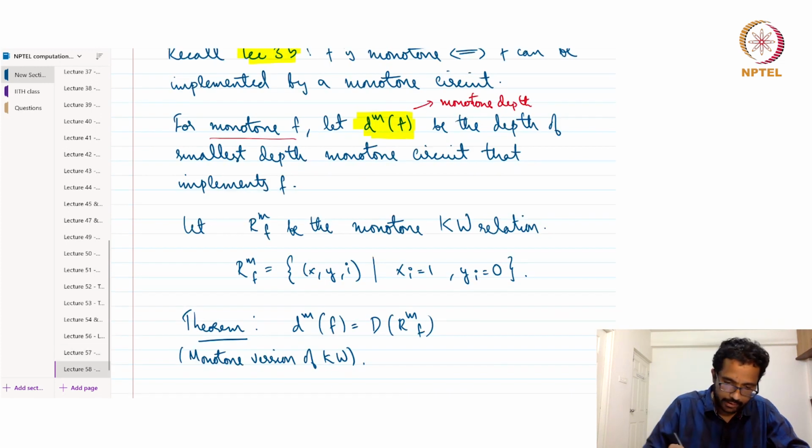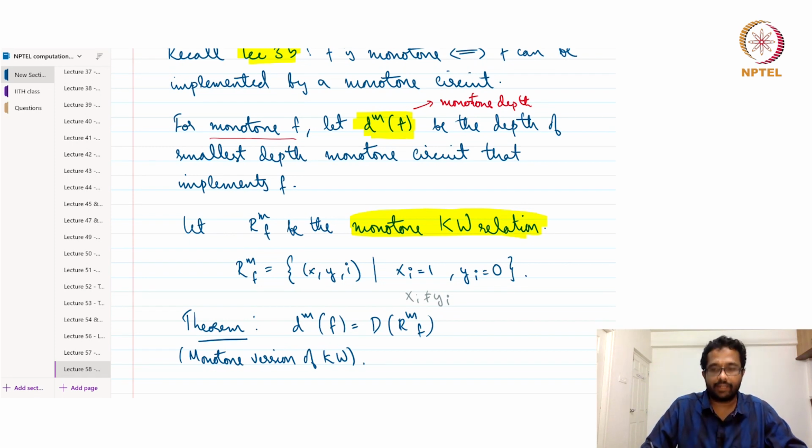And here we are defining the monotone Karchmer-Wigderson relation. Everything is the same, except that in the Karchmer-Wigderson relation we said x_i not equal to y_i. In the monotone variant, we say x_i equals 1 and y_i equals 0. So x_i should be 1 and y_i should be 0, and we cannot have x_i not equal to y_i in general. So we cannot have x_i equal to 0 and y_i equal to 1. Okay, so this is the monotone Karchmer-Wigderson relation.